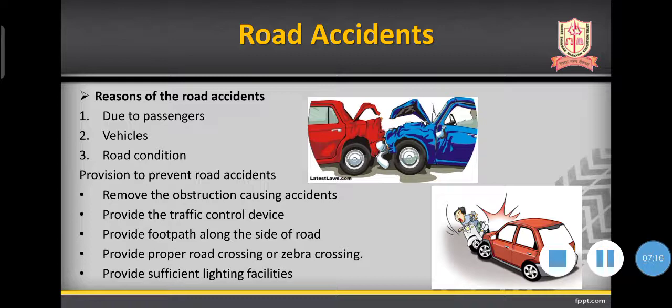Then the provisions to prevent road accidents are to remove the obstacles causing the accident, or to provide traffic control devices, or to provide a proper footpath along the side of the road, or by proper providing of a cross section, a road section, or the zebra crossing. Provide sufficient lighting facilities on the road, so that if there is a pothole or any defects, we can avoid it by proper lighting facility.